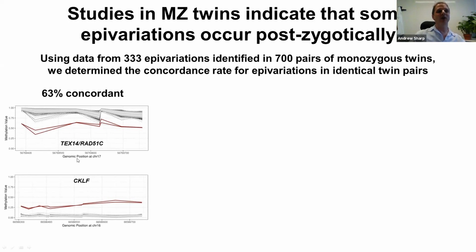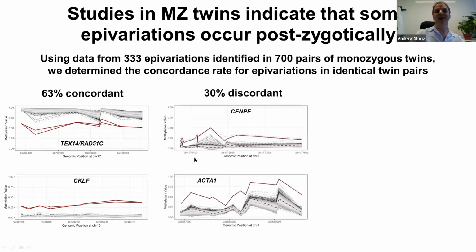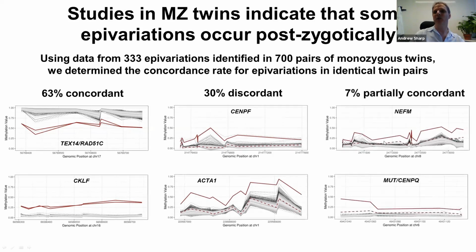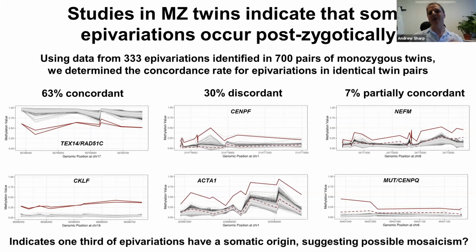If you look across our MZ twin pairs, this is what we observed: 63% of these epivariations, both twins have the same epivariation. When one twin has it, so does the other, which is what you might expect. But surprisingly, we found that 30% of the epivariations that we saw in monozygous twins, one twin carried it, but the other one had a completely normal epigenetic profile. And then for a small fraction, one twin was a clear outlier, the other one was a minor outlier to a lesser extent. Overall, this is telling us that around a third or so of these epivariations have a somatic, that is a post-zygotic origin, which was potentially consistent with somatic mosaicism.